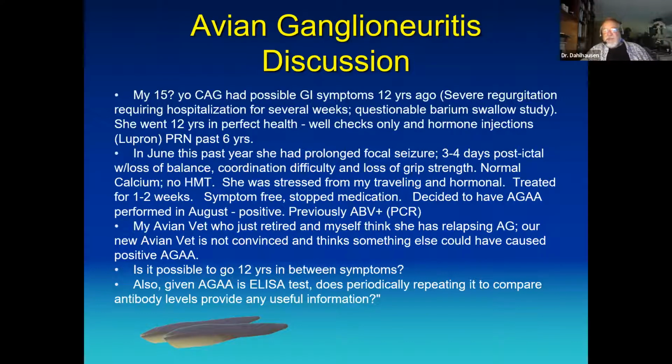The seizures, that is probably one common sign that we will see in birds that have avian ganglioneuritis in Congo African grays. In fact, when I see grays come in with seizures, my top two differentials are ganglioneuritis and heavy metal. And then heart disease is third. Yeah, heart disease is up there too. Most of the time it's ganglioneuritis or heart disease. So this new avian vet is not convinced, and thinks something else could have caused a positive AGAA.